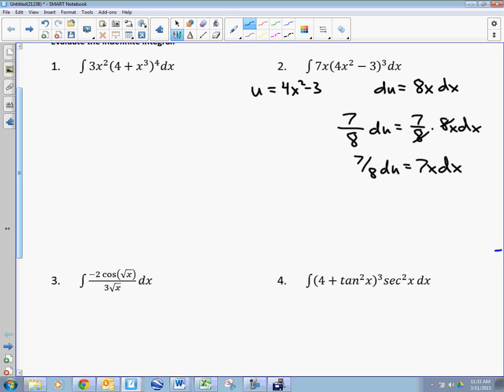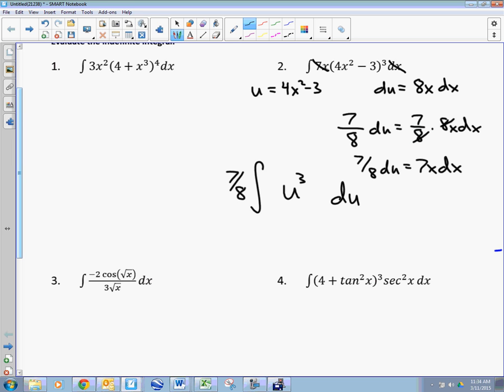The u is still just 4x squared minus 3. So I will write this as 7 over 8 times the integral. I'm going to put the 7/8 on the outside. I'll put the du back here. And being I wrote the 7/8 and the du, what can I cross off from up here? What have I used up so far? The 7x and the dx. So instead of 4x squared minus 3, what do I put in its place? u to the third. So my new integral only has u's in it. You can't have u's and x's left in the integral. It doesn't work like that.